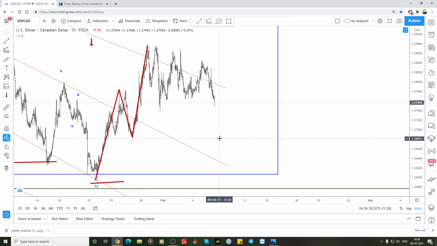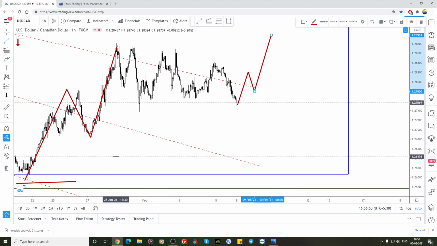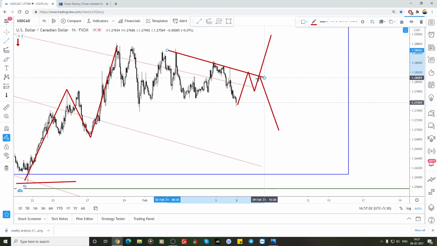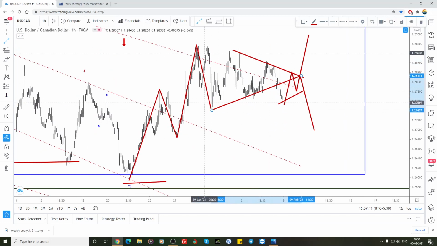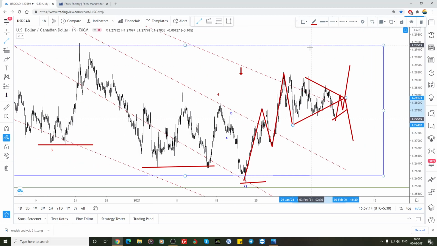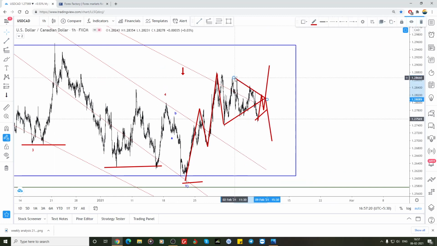So whether this could be B, C, and one more D, and E, and then again it can shoot. Otherwise, if it is a W, A, B, C, D, from here it can be a bearish triangle. At that time this is A, this is B, and C. So this is a W, this is the X, and after that A, B, C to shoot. So this is my view in USDCAD.